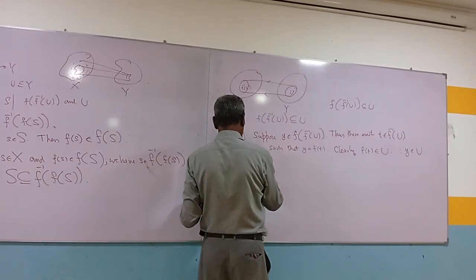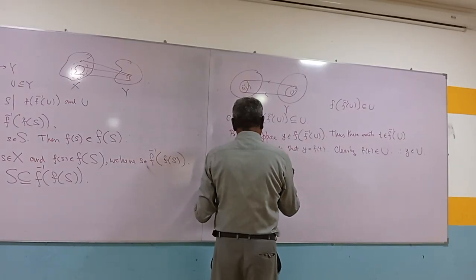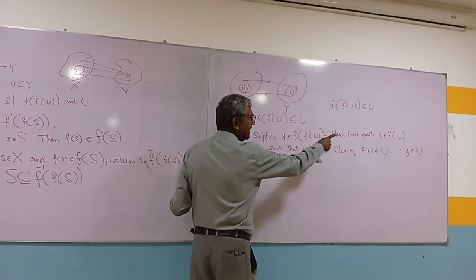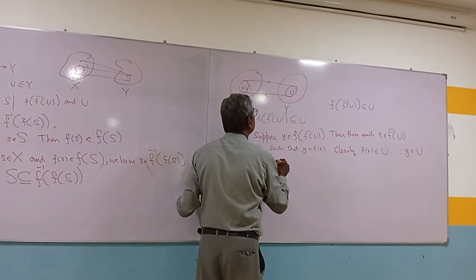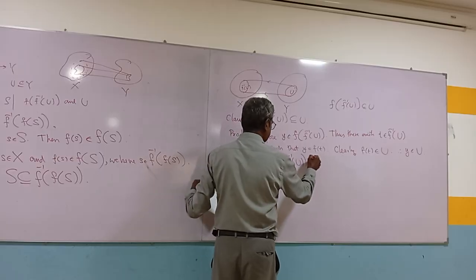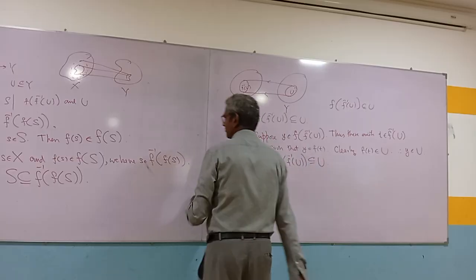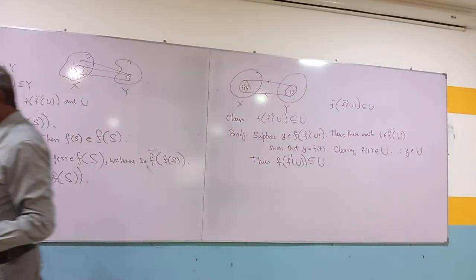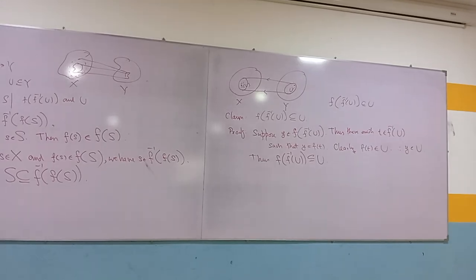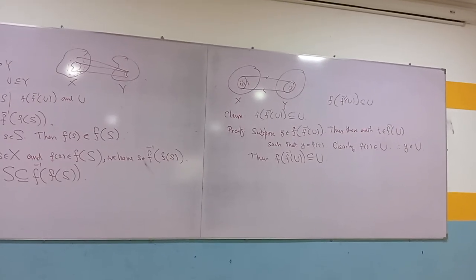Thus, I began from y belongs to f of f inverse U. I have shown that y belongs to U. Therefore, f of f inverse U is a subset of U. These two results are very important. Actually, these are the things we should have spent time on, but we didn't get time to spend like this.